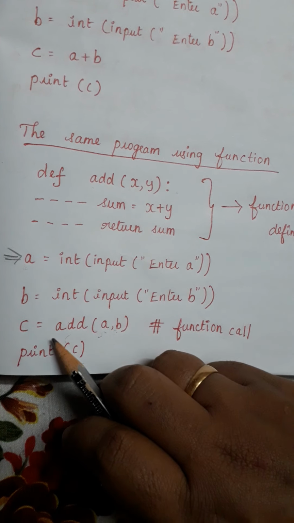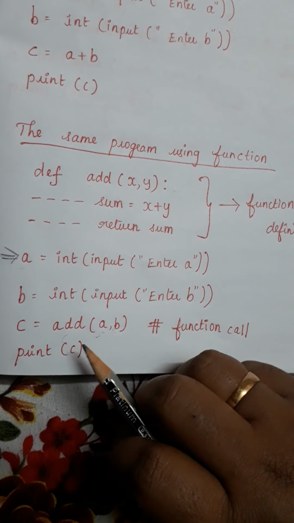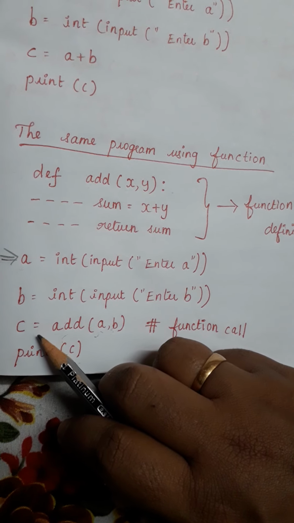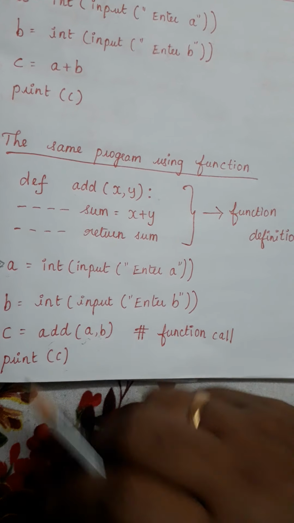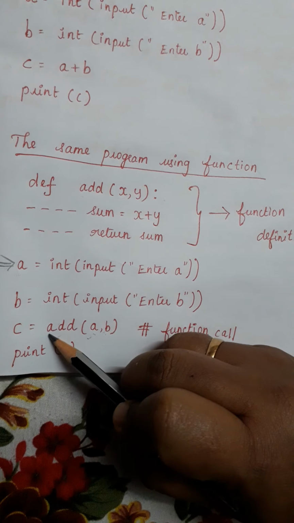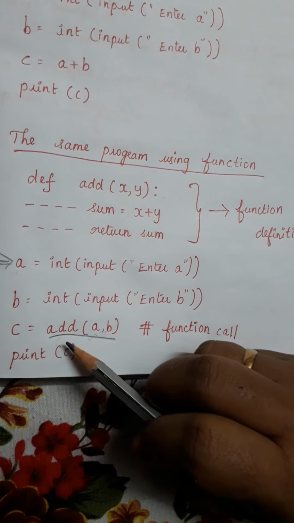Now here C is equal to add of A comma B. Here this is an assignment statement. What is given to the right of the assignment statement only gets executed first. So this portion alone gets executed first: add of A comma B.